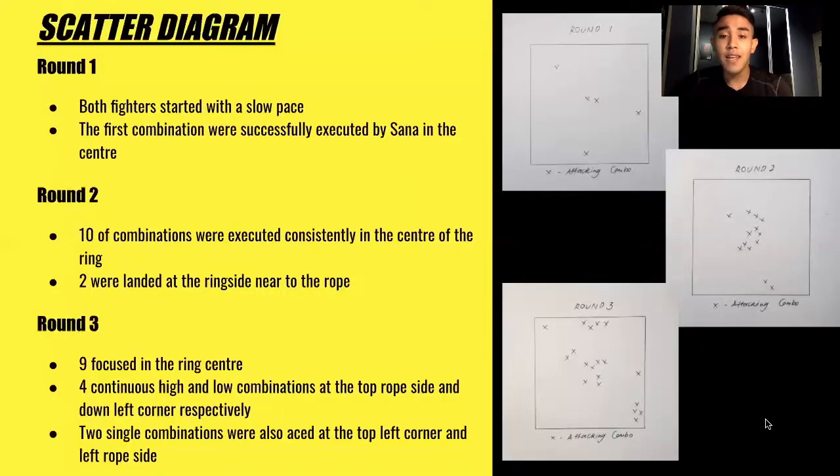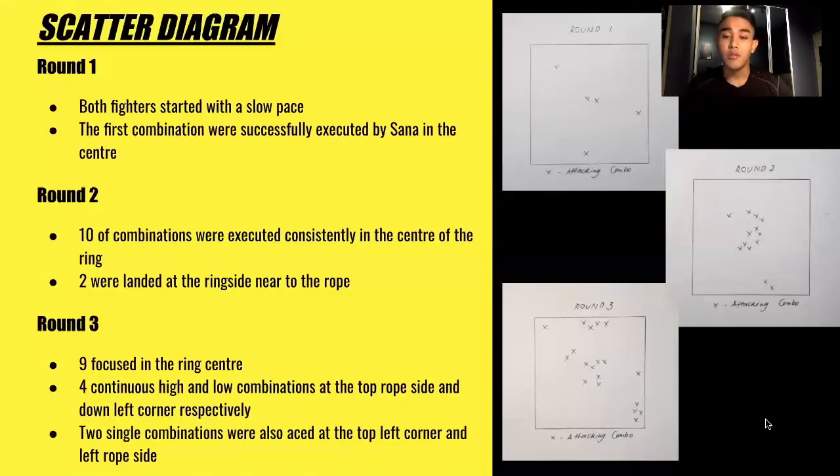Sana successfully landed 19 clean combinations, with 9 of them focused in the ring center and 4 continuous high and low combinations at the top rope side and down left corner respectively. Two single combinations were also landed at the top left corner and left rope side. Sana tends to throw continuous combinations where he landed an unreplied strike. All continuous shots were landed when Yod stood still without countering Sana's attack.